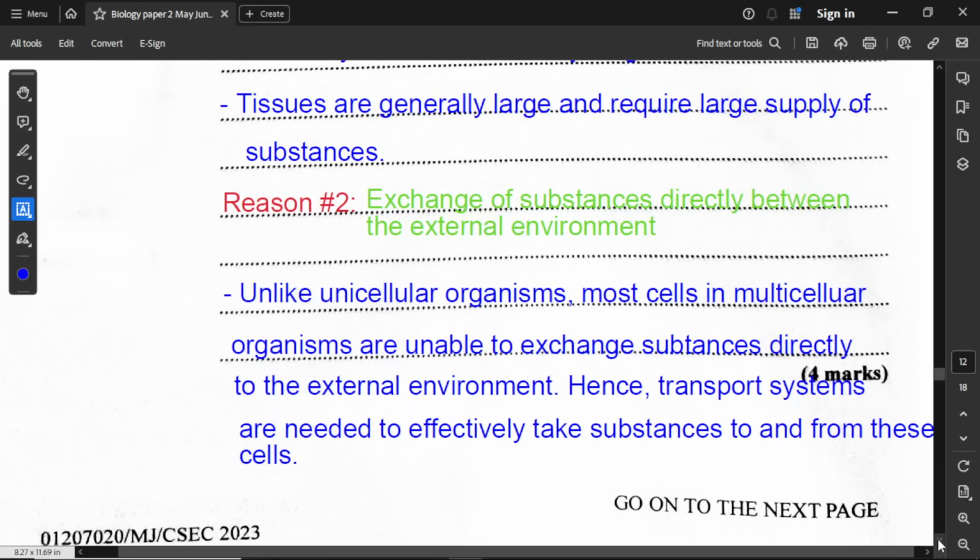It goes through your breathing system first, then it goes through your blood, and then it goes to those cells because those cells are deep inside of you. A single-celled organism is just exposed directly to the environment. So they can just capture the gases that they need from the environment if they do need gases. All right? And the point to note here is that, again, just the last sentence there says, hence transport systems are needed to effectively take substances to and from these cells. All right?